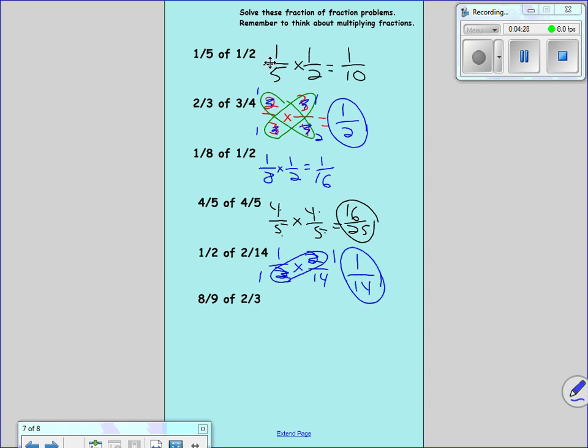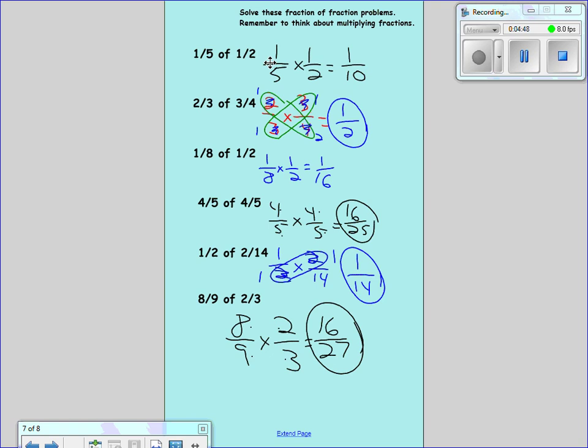The last one. 8 over 9 times 2/3. Can we do any cross-reducing here? The 8 and the 3, I can't get anything. How about the 9 and the 2? I can't get anything. So let's go with 16 over 27. Here's my answer.